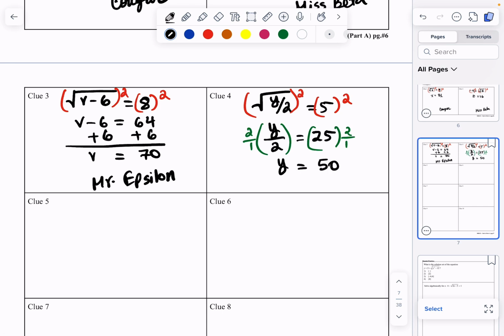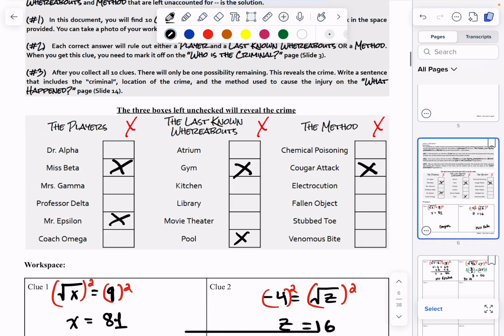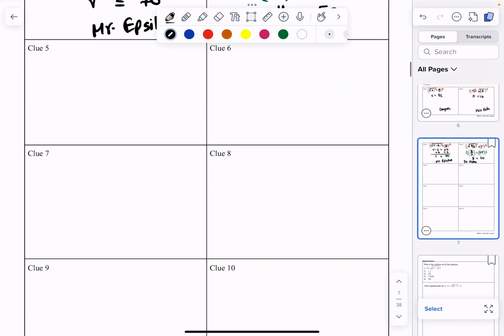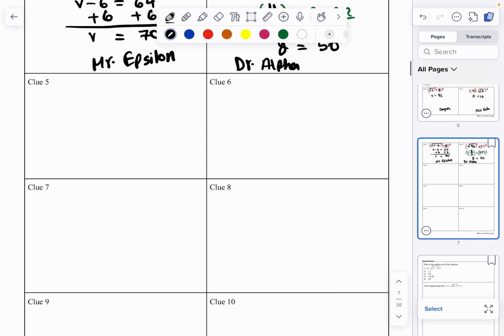And for that one, the clue in the multiple choices was Dr. Alpha, eating popcorn in the movie theater. So we can cancel out Dr. Alpha and the movie theater. Okay, let's take a look at our clue number 5. Clue number 5, we have 12 is equal to 6 radical a minus 5.